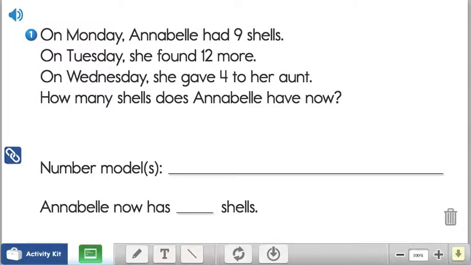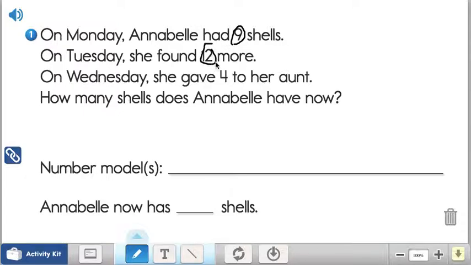Now, here is an example of a two-step number story. The first thing that you're going to notice is that they have 3 numbers in the problem. Our one steps had 2. This one has 3. Now we're going to have to figure out what steps we're going to do. So we first need to read the problem. On Monday, Annabelle had 9 shells. On Tuesday, she found 12 more.